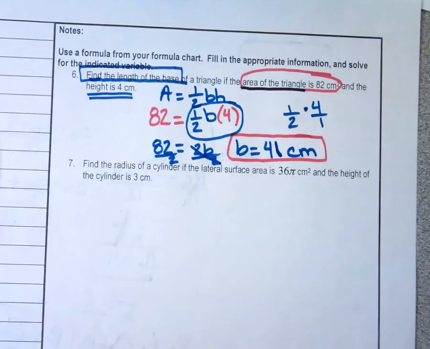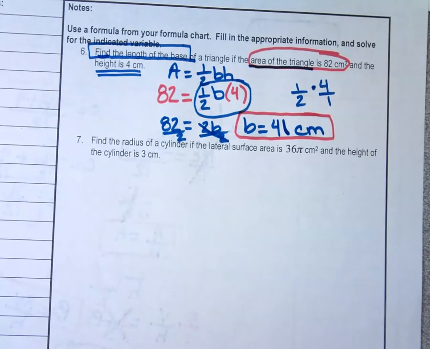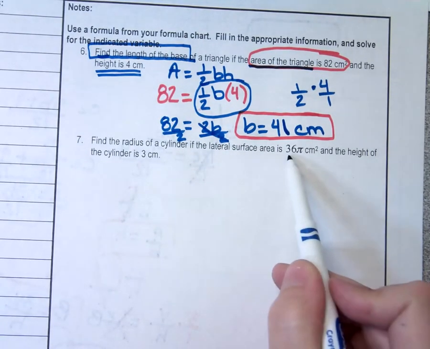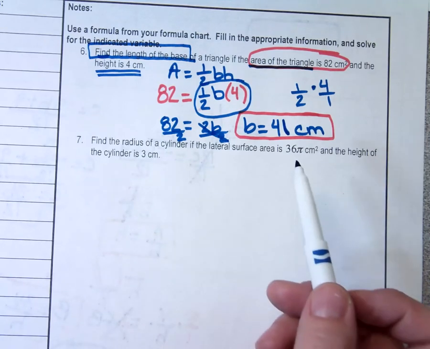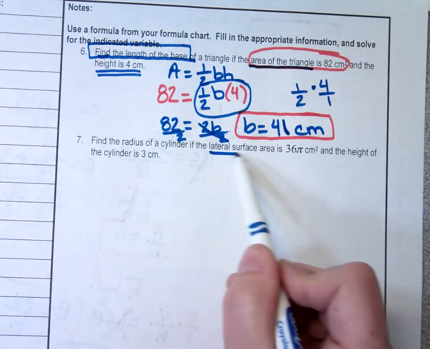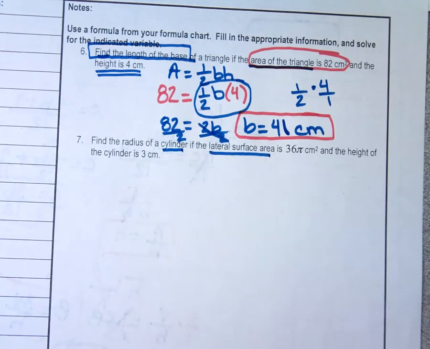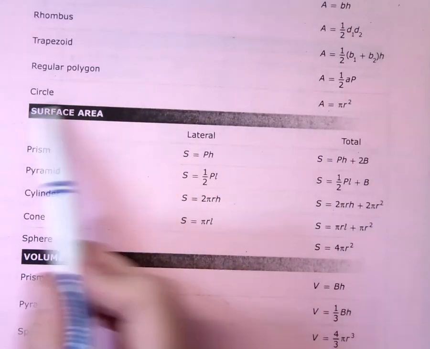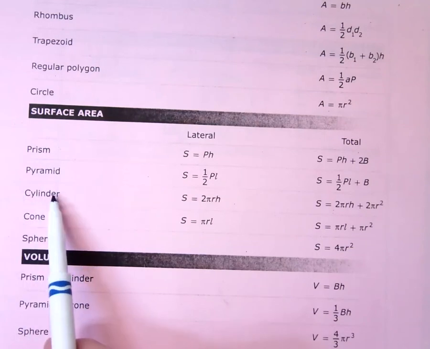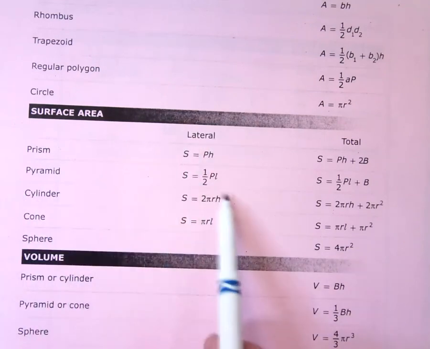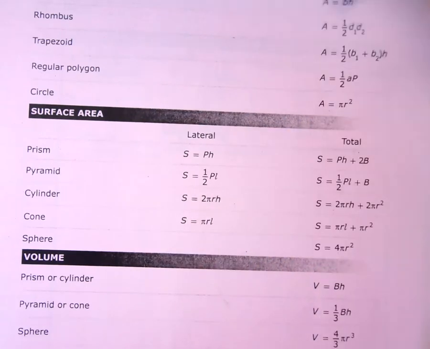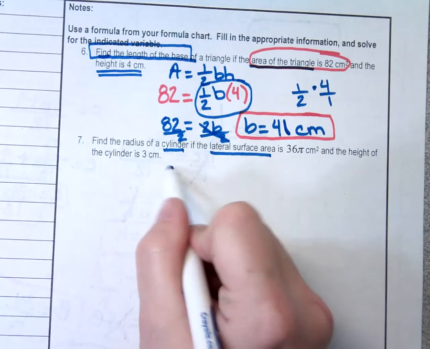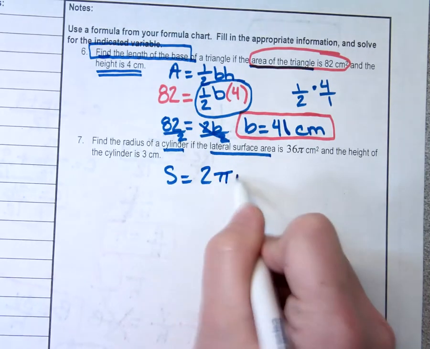Okay, number 7. Says find the radius of a cylinder if the lateral surface area is 36 pi centimeters squared and the height of the cylinder is 3 centimeters. Okay, I am talking about lateral surface area of a cylinder. So let me grab the formula chart. Here's surface area, cylinder, lateral. So this is the formula I want. S equals 2 pi RH.